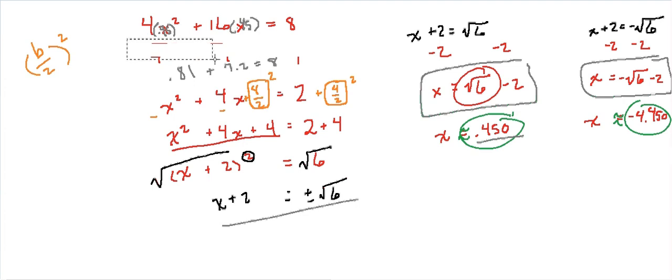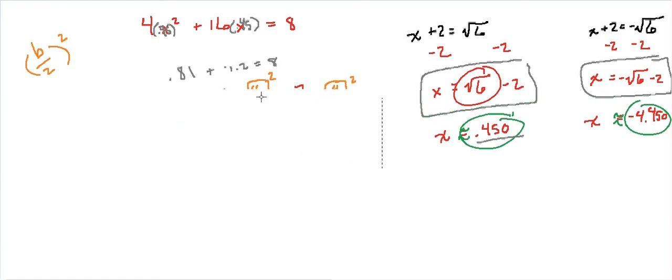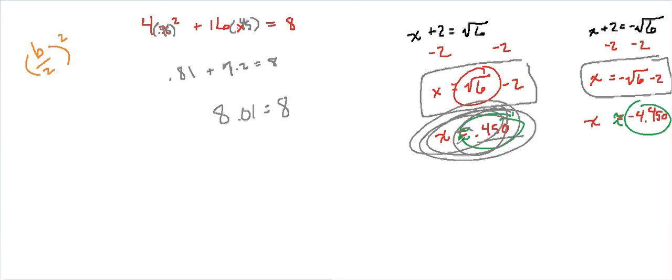Pretty good. Fix my 7. All right. That was found by putting in this for x. It comes out to 0.81 plus 7.2, which is 8.01, which, do you think that's close enough to prove that this was pretty accurate, since considering it wasn't approximate? Yeah, I'd say so. So 0.45 checks out.